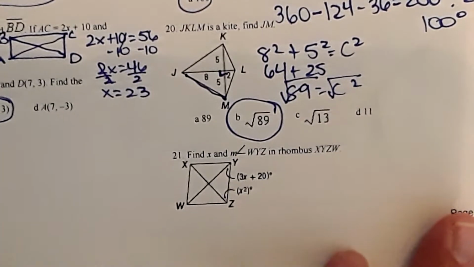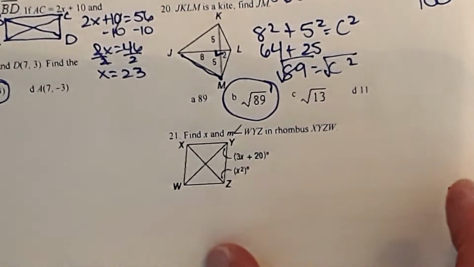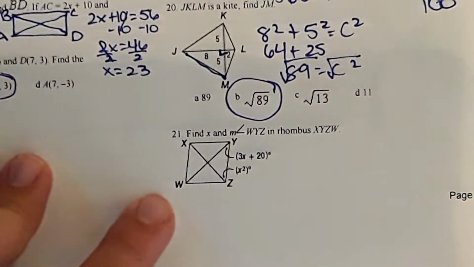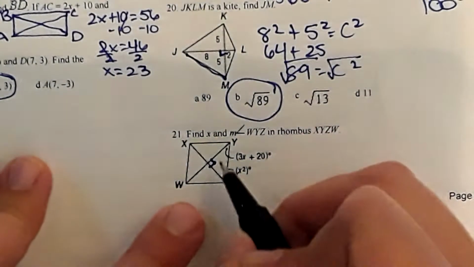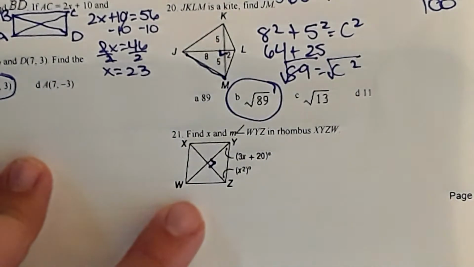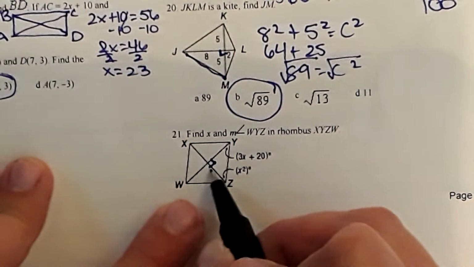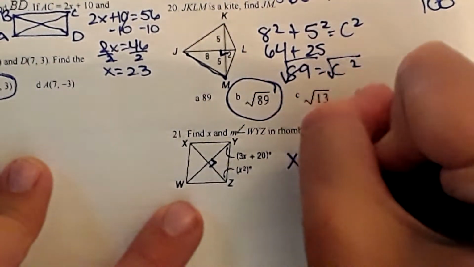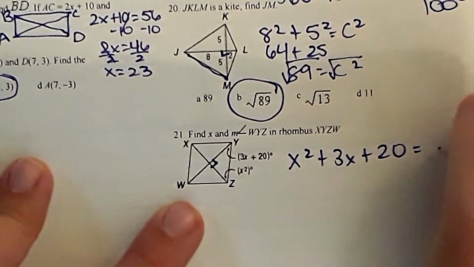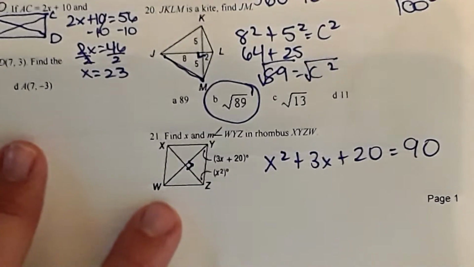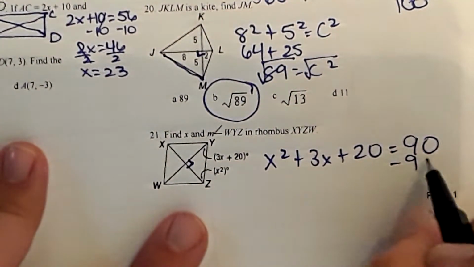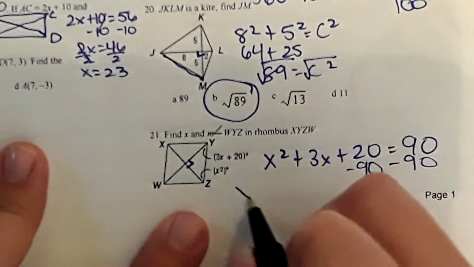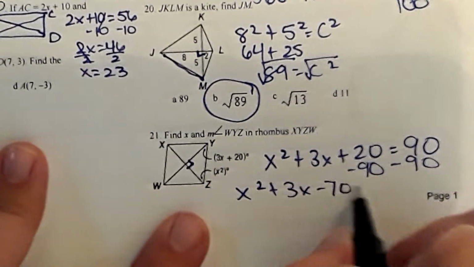Number 21, find x and the measure of angle WYZ in the rhombus. In a rhombus, the diagonals are perpendicular. That means that these two angles add to 90 degrees because the three angles of a triangle have to add to 180. 180 minus the 90 degrees equals 90. So x squared plus 3x plus 20 equals 90. And then we need to solve for x. What we have actually is a quadratic here. So I'm going to subtract 90. We'll get x squared plus 3x minus 70 equals 0.